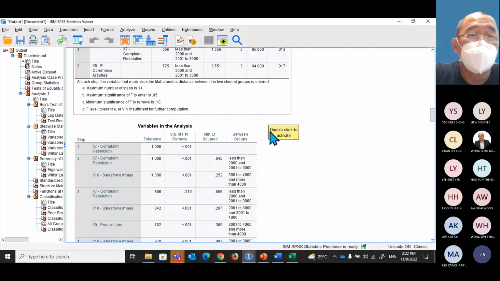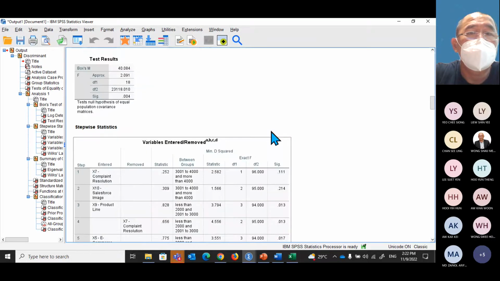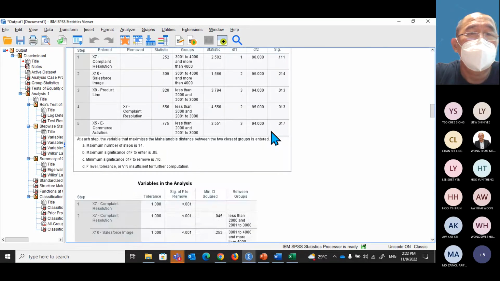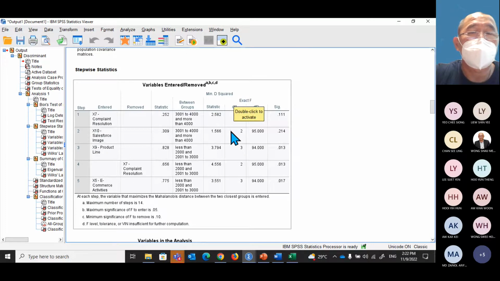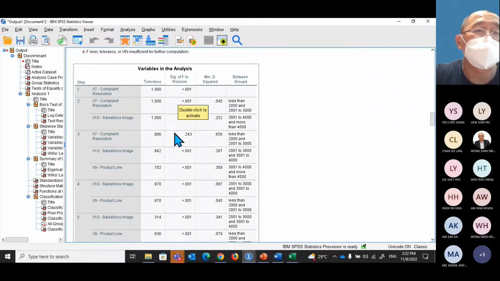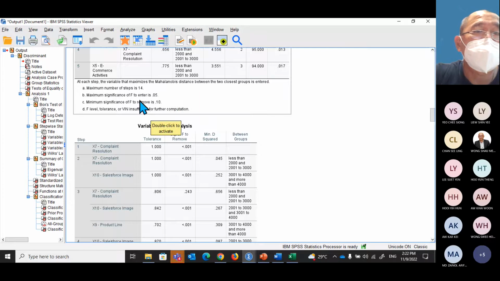So we see the final. Actually, you should see this. My mistake. We see step 1. The variable in the model 1 is significant. Second also significant. I'm sorry, this is not correct. We should use this. So you see the maximum number of steps is 14.